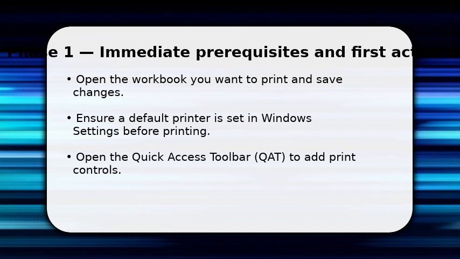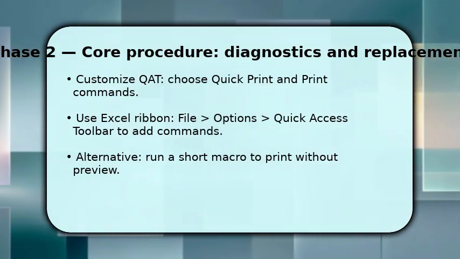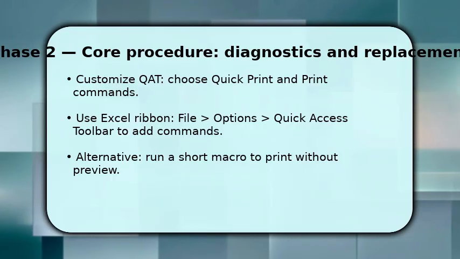You now add Quick Print via File, Options, Quick Access toolbar. Pick Quick Print and the standard print command and hit Add. Once added, clicking Quick Print sends the file directly to the default printer, no preview.